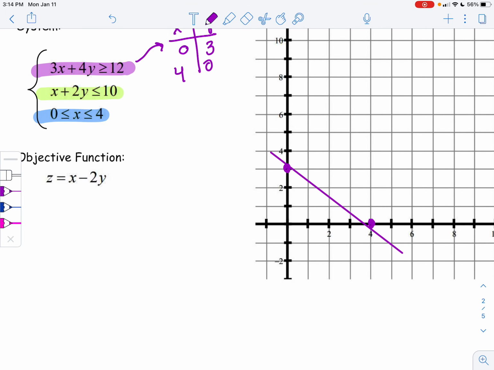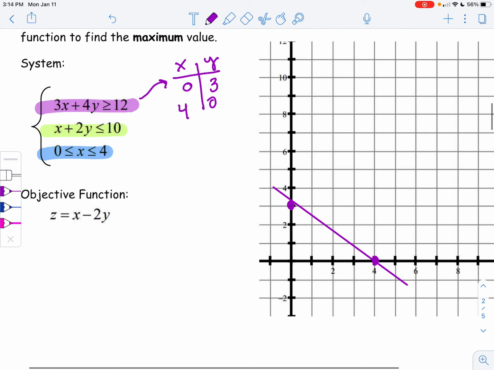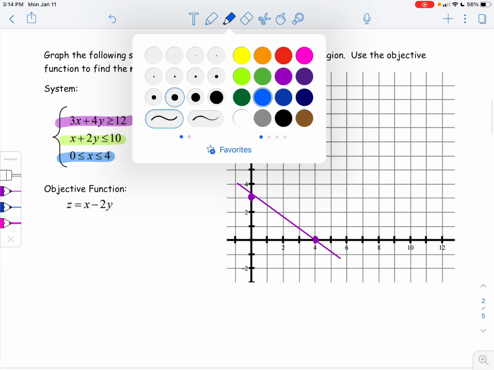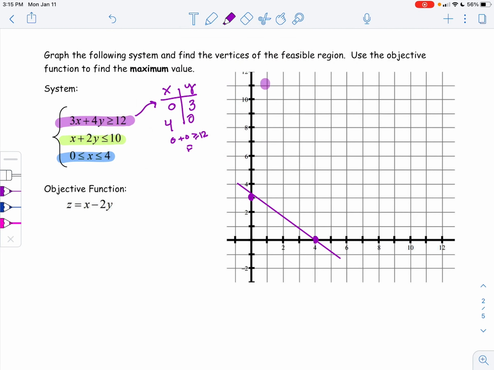Oh, that one was okay. I wish I could grab it by that side and try again. All right, so I'm gonna have to go with it. And then we would test a point, right? So is 0 plus 0 greater than or equal to 12? No, that's false. Okay, so I would shade on the opposite side of 0, 0, so that would be here.